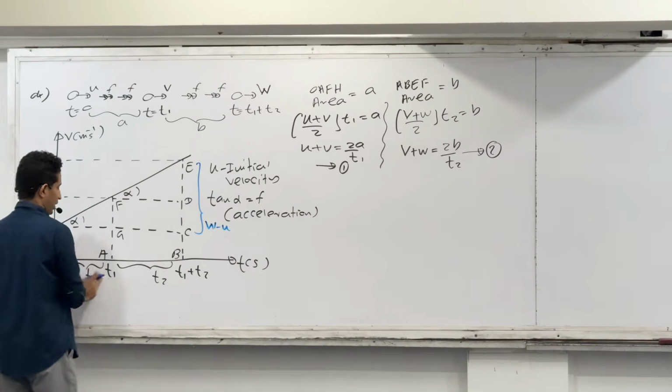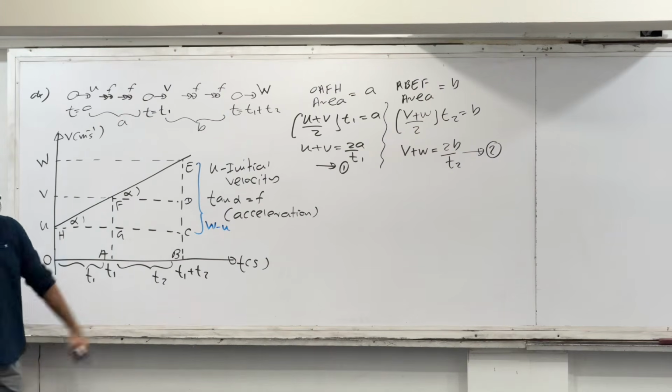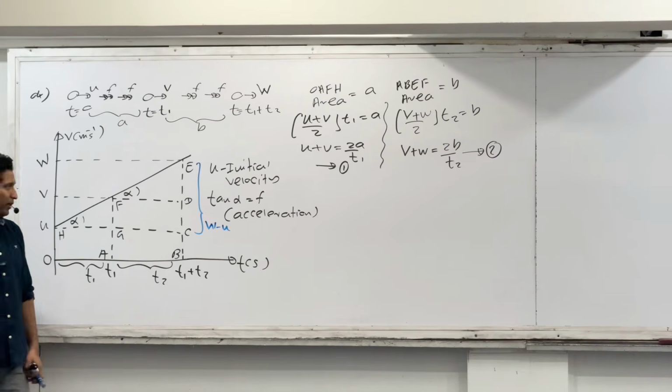Now what is this? T1 plus T2. T1 and T2 they have given actually, then we can use that. But W minus U they have not given. Okay, we only took. Can we find what is W minus U? Can anyone of you tell me a method to find what is W minus U?